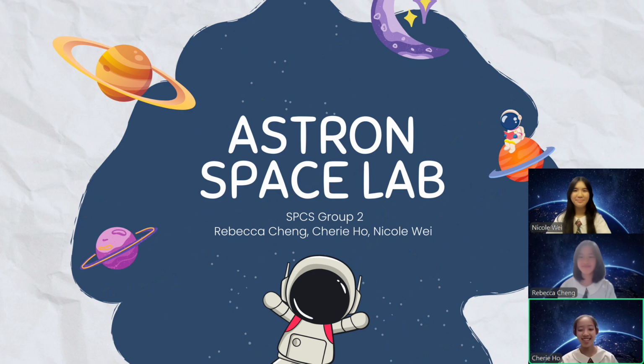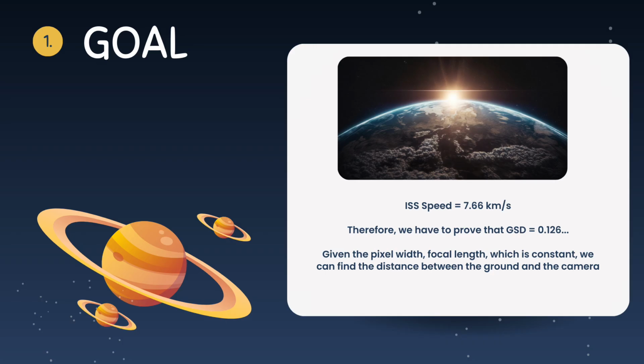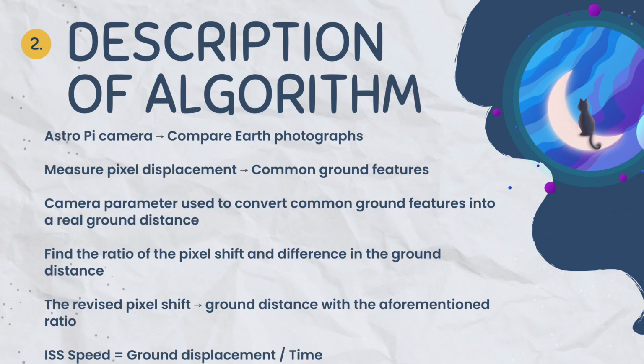And I'm Nicole. The goal is to use the ISS speed of 7.66 km per second to prove that the GSD equals 0.126. Given the pixel width and focal length, which are constant, we can find the distance between the ground and the camera. To find the ISS speed, the results collected with the Astro Pi camera are then improved with the results we have from GSD.